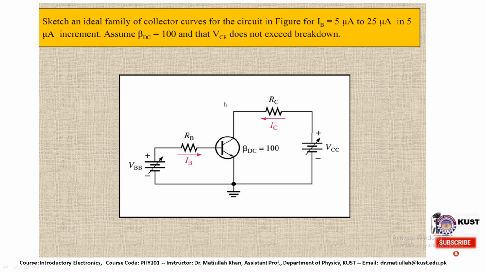For this case, we need to assume that beta DC is equal to 100, and the VCE does not exceed the breakdown limit. This is a boundary condition for solving this family of curves. This is a simple diagram for this. We will solve this problem in the upcoming slide.